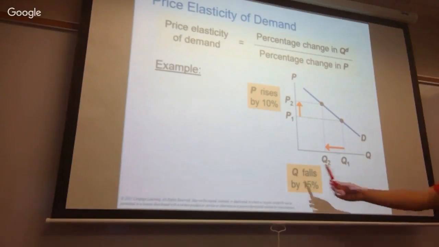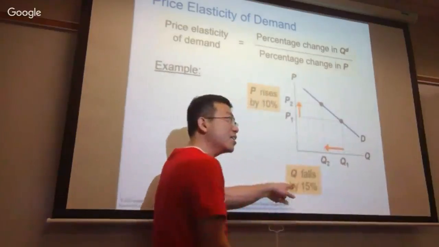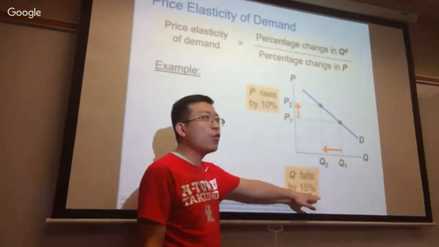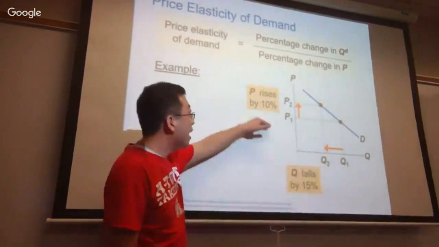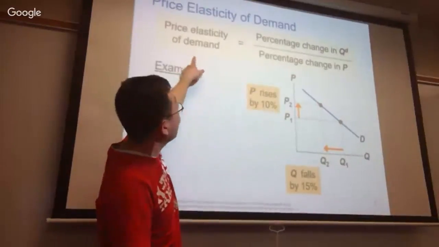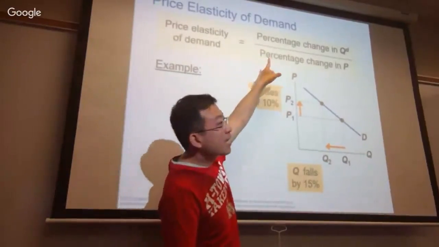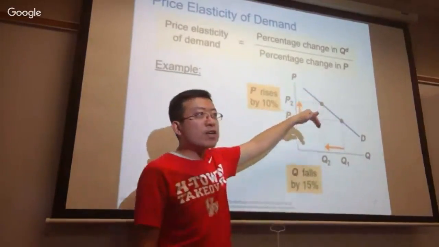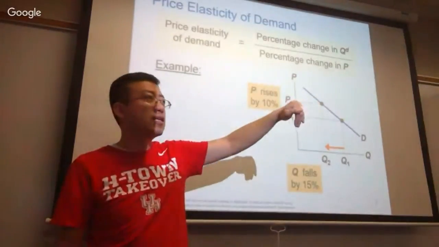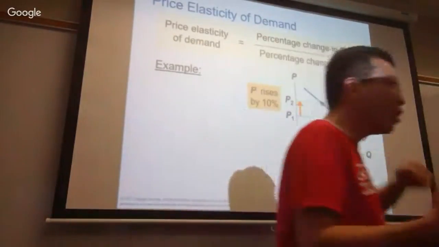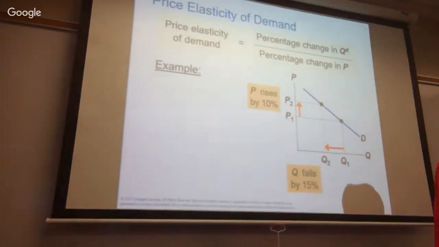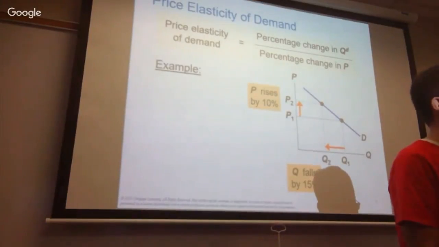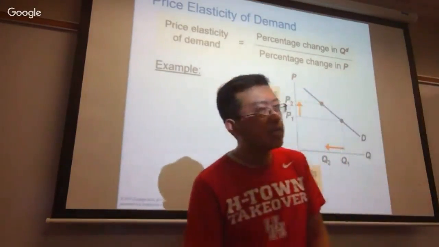So what's the elasticity for demand? 1.5, right? Because the quantity change is already given to you. You already have the quantity change, it's 15%. The price change is 10%. So applying the formula, the 15% on top, 10% on the bottom, so 15 over 10 is 1.5. Make sense? Now, for this 1.5, is it positive or negative? Positive or negative 1.5?